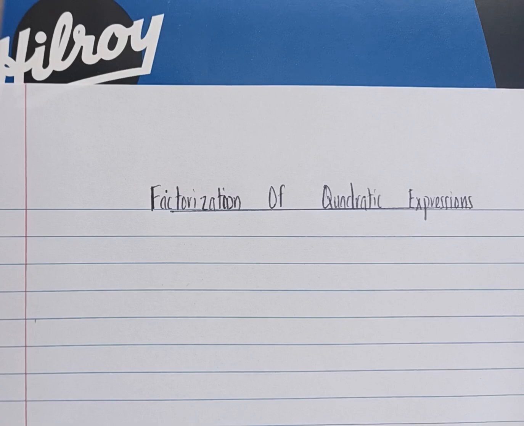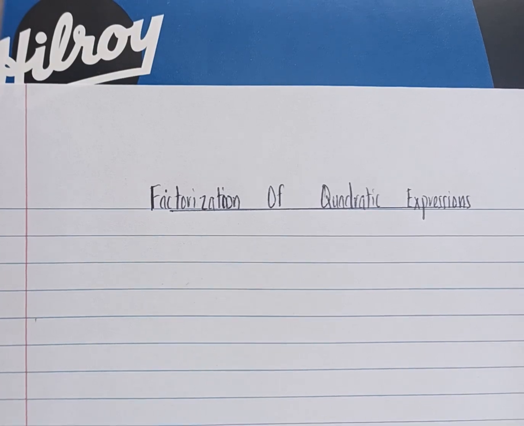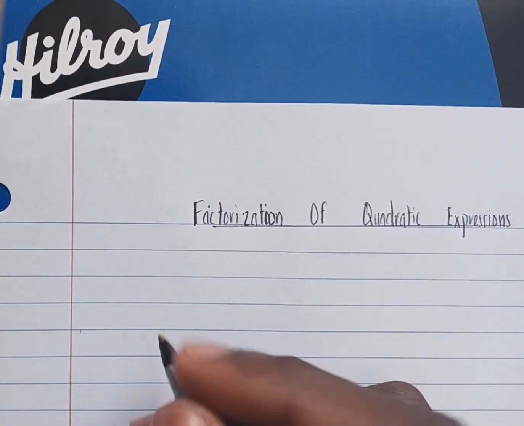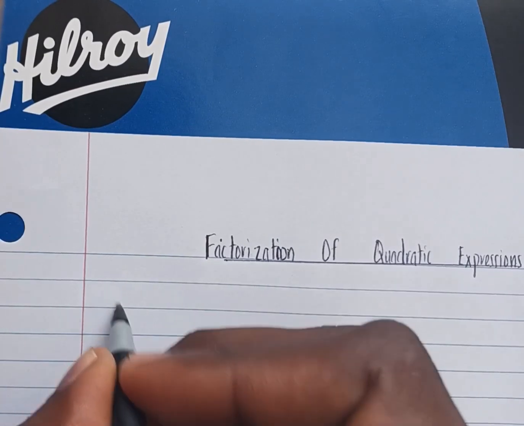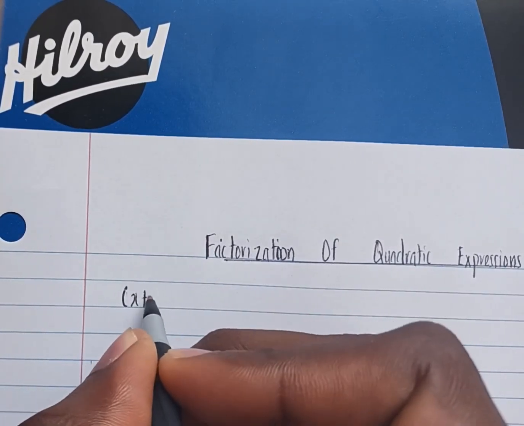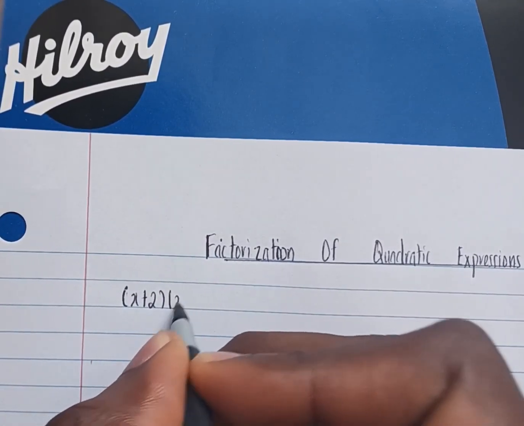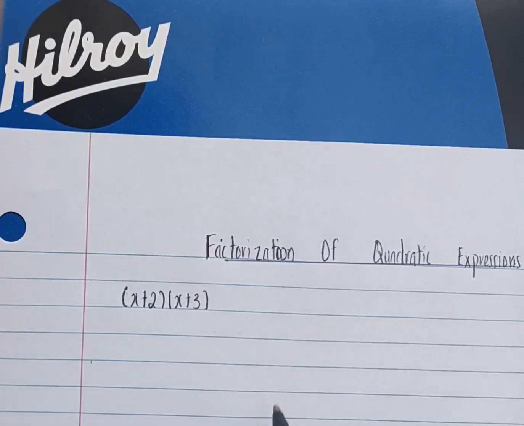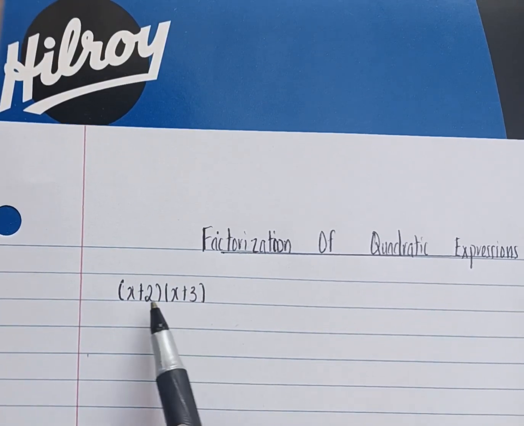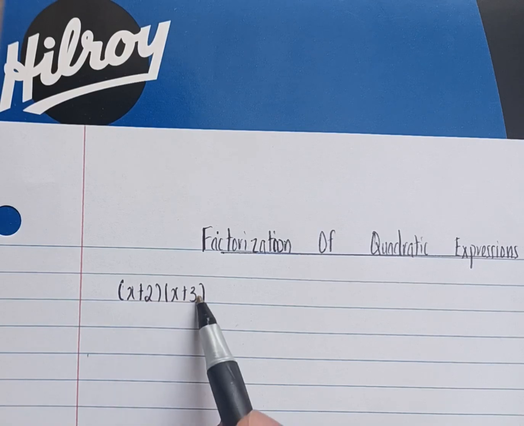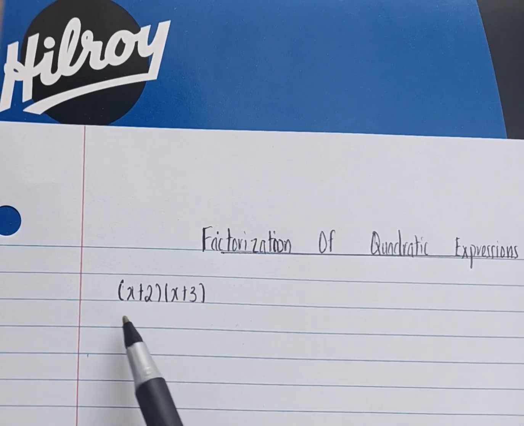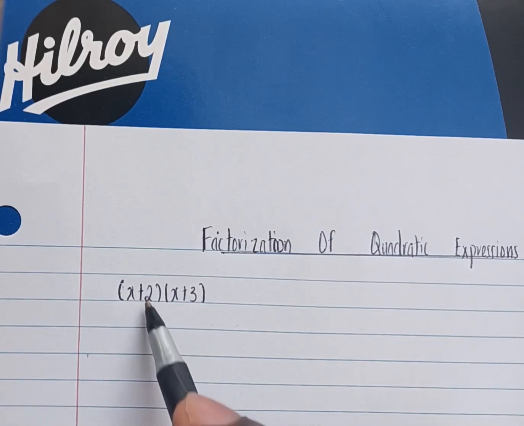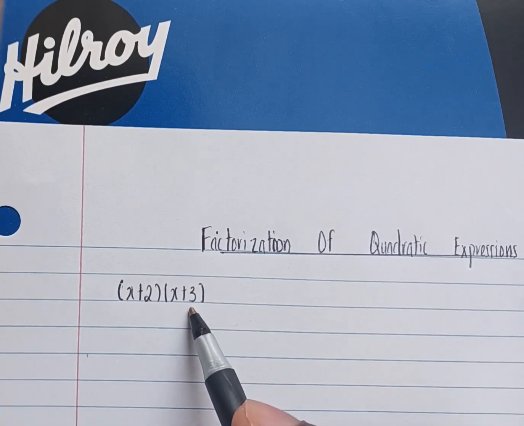In the previous videos, when we were expanding algebraic expressions, each bracket was made up of a linear expression. Let's say we had, for example, x plus 2 and x plus 3. We see that each of these is a linear expression: this is a linear expression in the first bracket, and this is a linear expression in the second bracket.